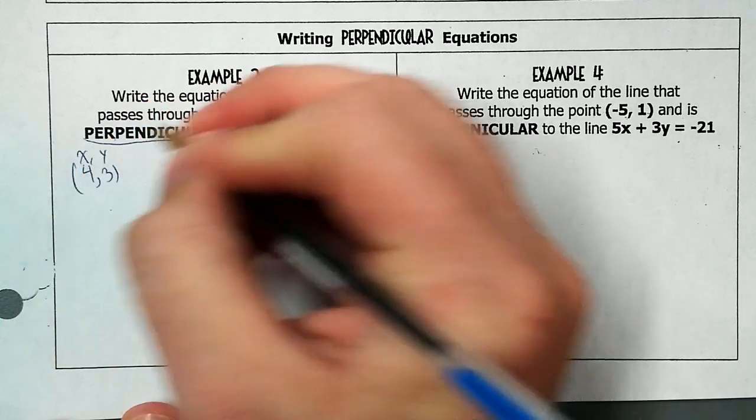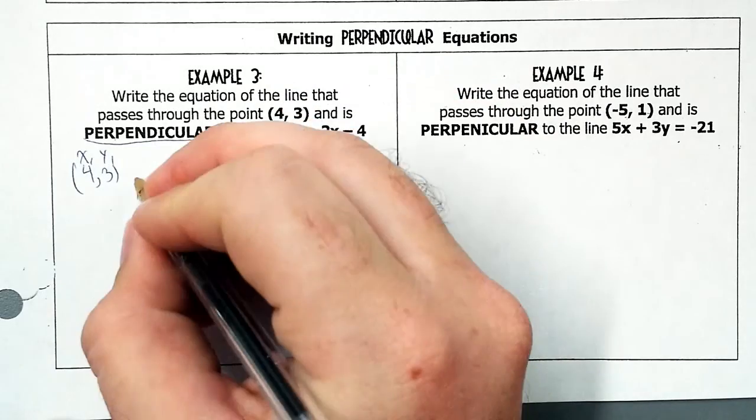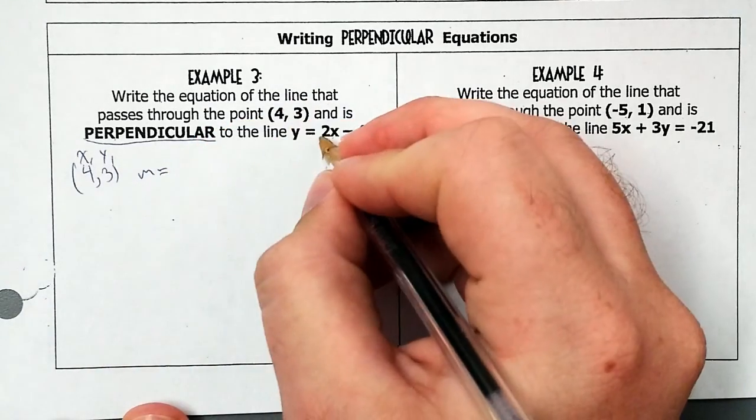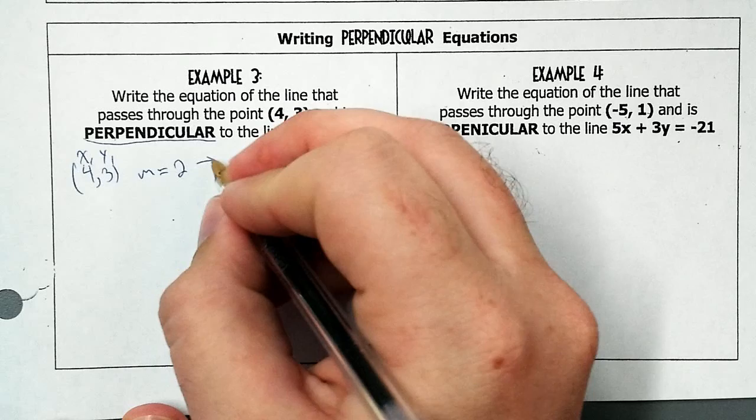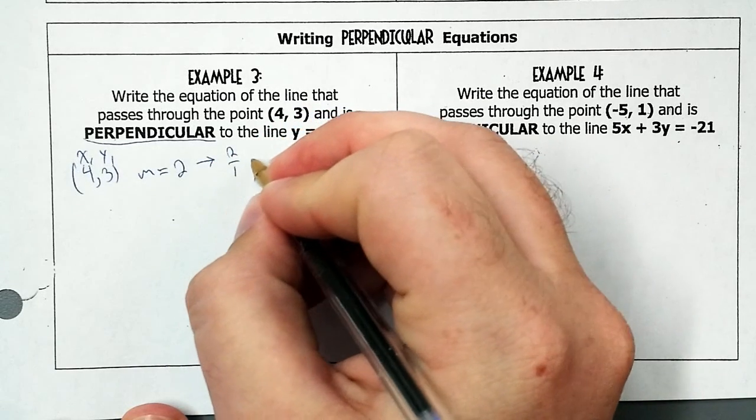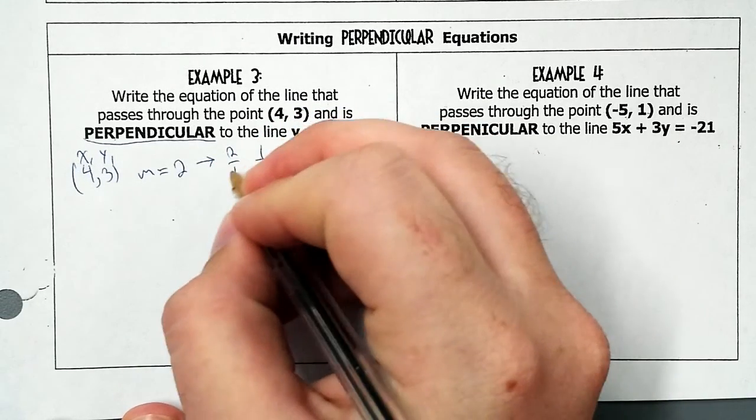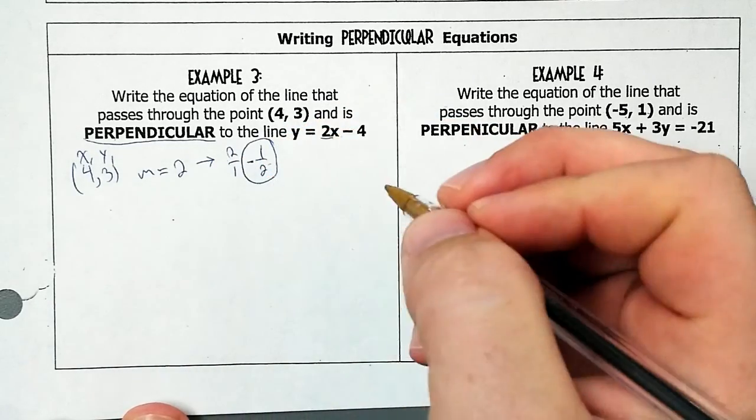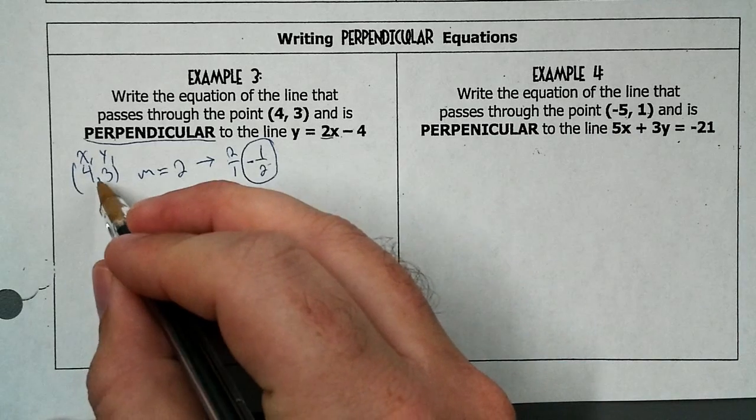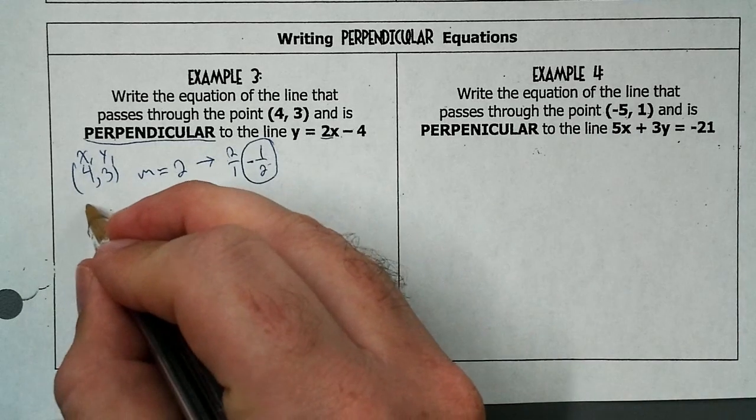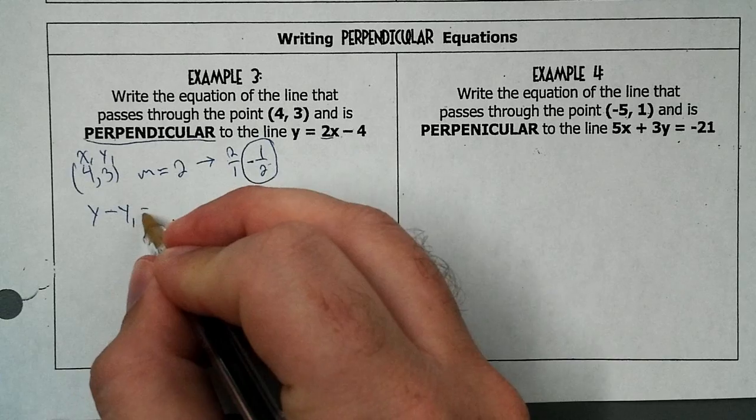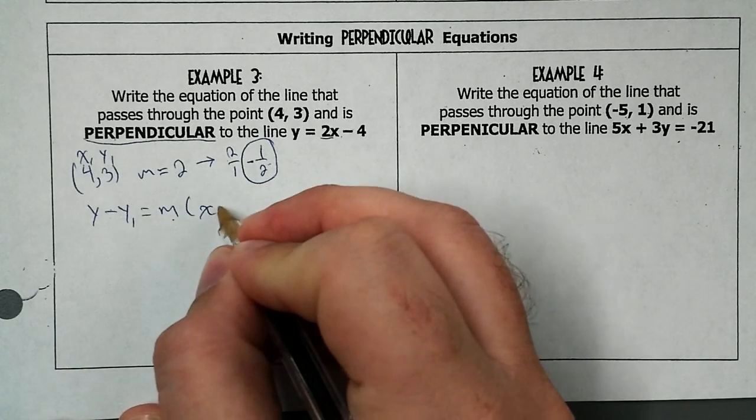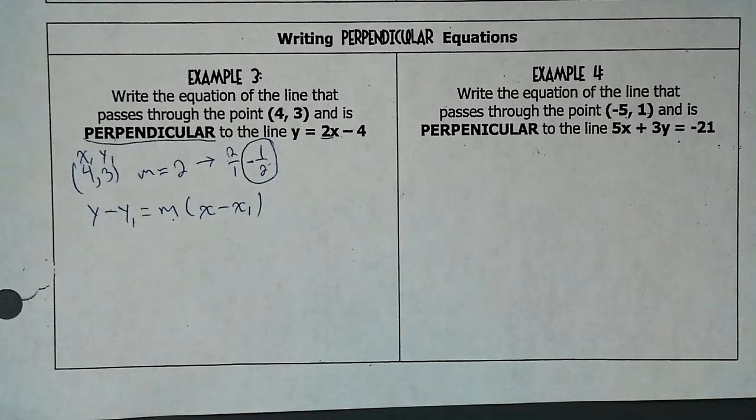x1, y1, and we'll take our slope, which in this case is 2, and we have to flip it, so 2 over 1 becomes 1 over 2, and it changes sign. It goes from positive to negative. So this is the slope we're actually going to use. When you have a point and a slope, use point-slope form, so y minus y1 equals m times (x minus x1). And then you're just going to plug in your values and solve it.